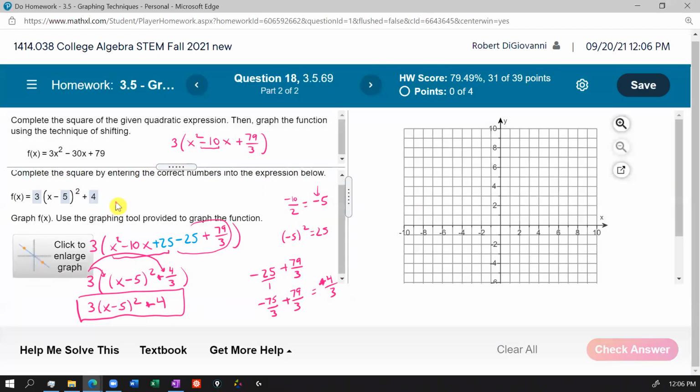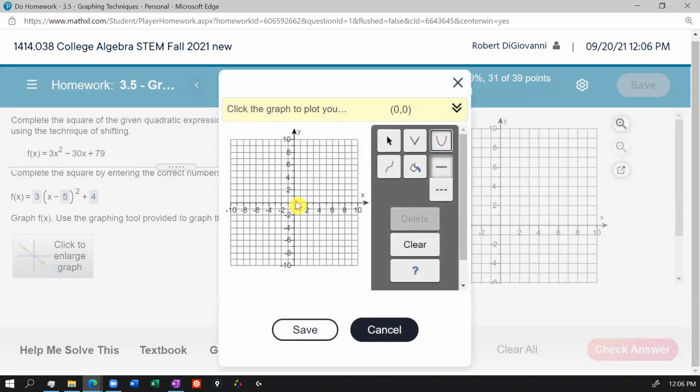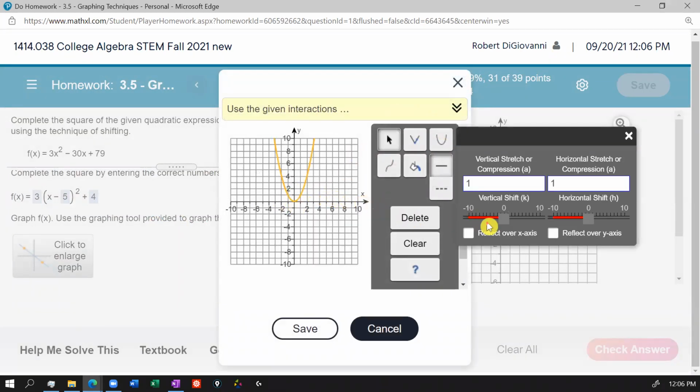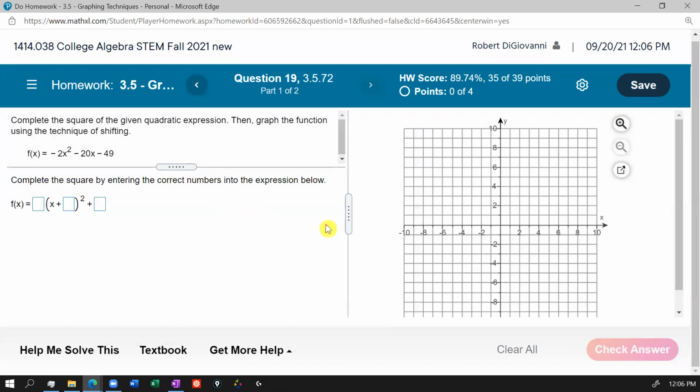Okay, there we go. Let me clear all this. We want to do those shifts. So we want a parabola, starts here at the beginning. We're going to go to the right 5. There's right 5. We want to make it go up 4. We wanted a vertical stretch of 3. Save that and check it. One more. Okay, last problem. Why is it counting these partially correct? I don't get it.